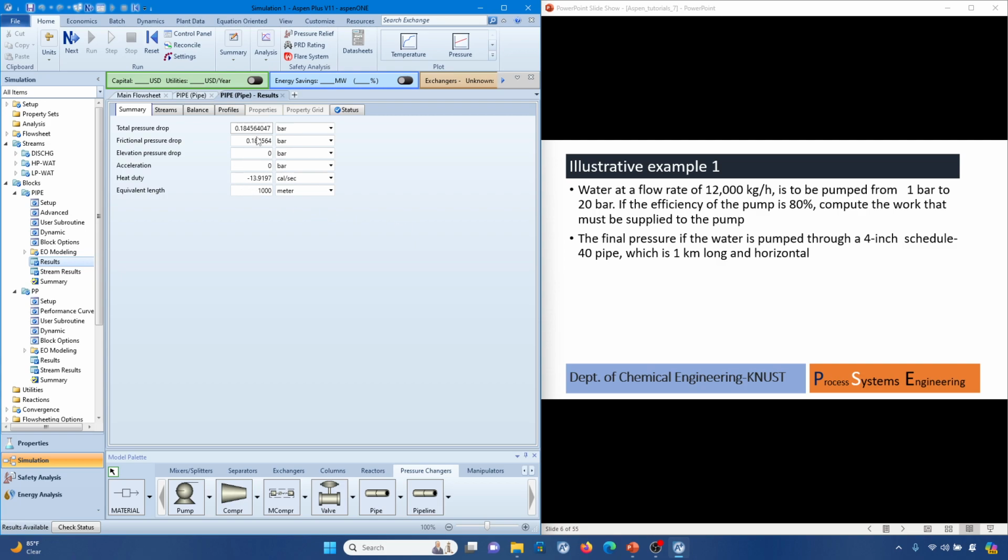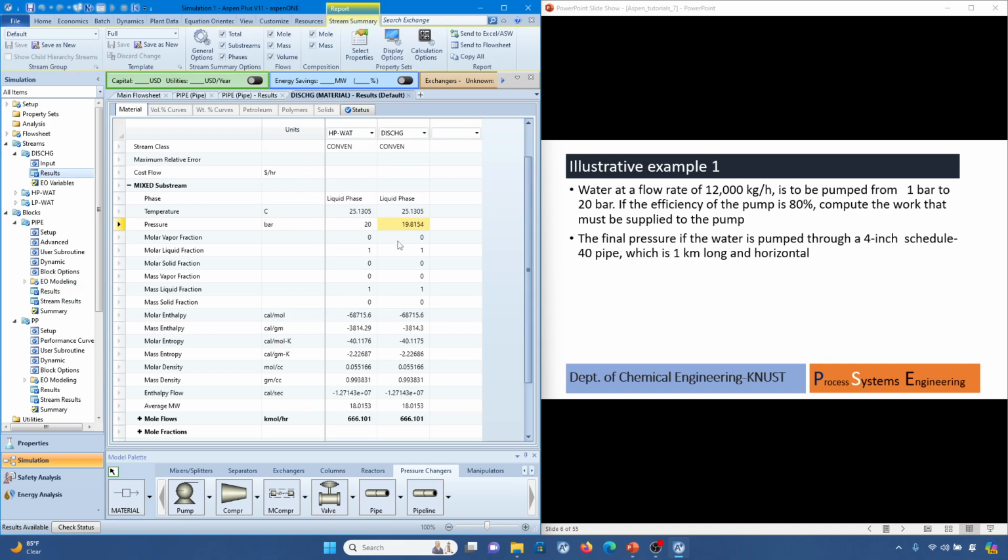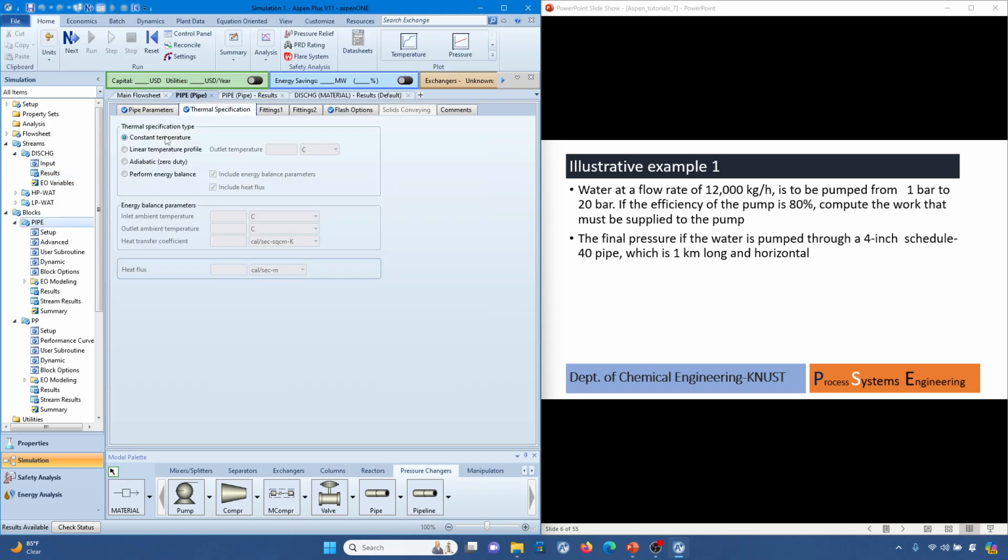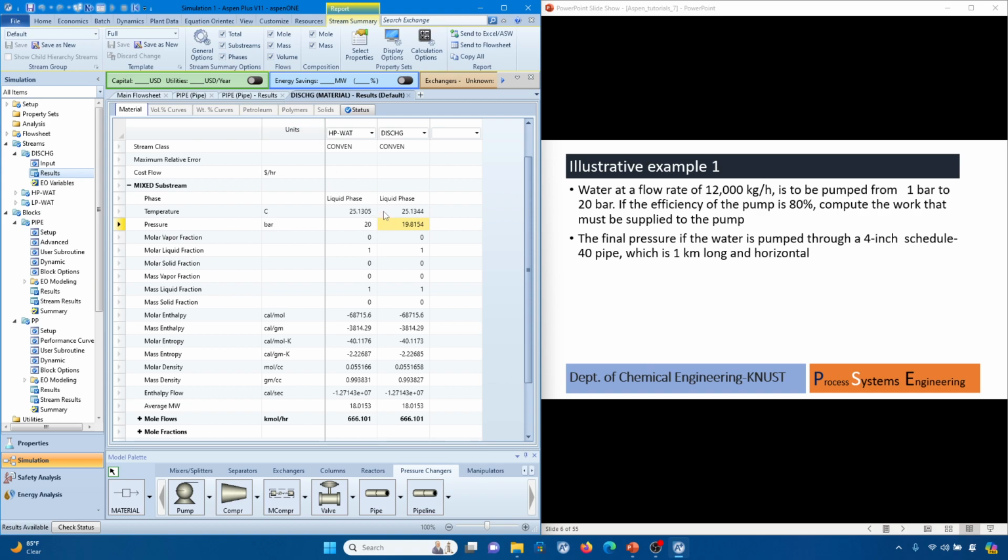So we're able to see the pressure drop due to frictional losses. The pipe is horizontal, so of course we don't have a pressure drop due to elevation. If we look at the duty, it's calculating a duty for us. That means it's operating isothermally. If we go back to our pipe and go to the thermal specification, you can see it's constant temperature. We can choose to run it adiabatically. So we see that there is a change in the temperature.